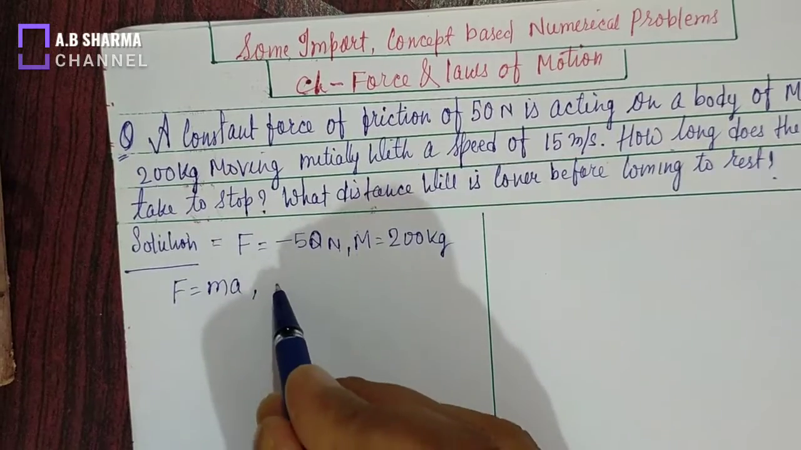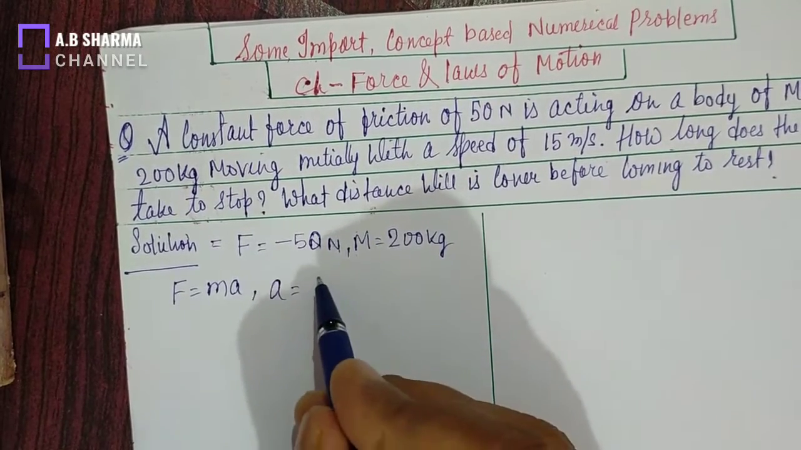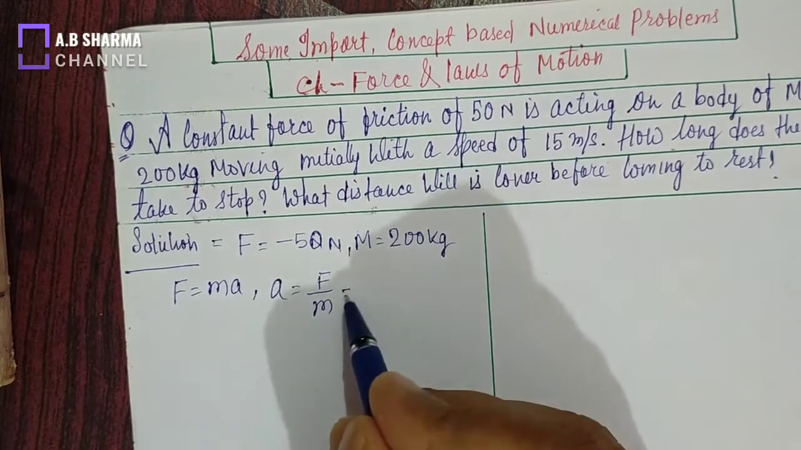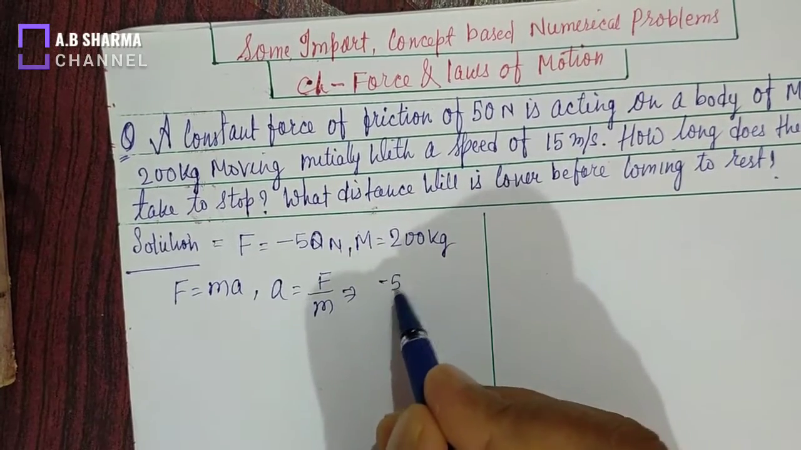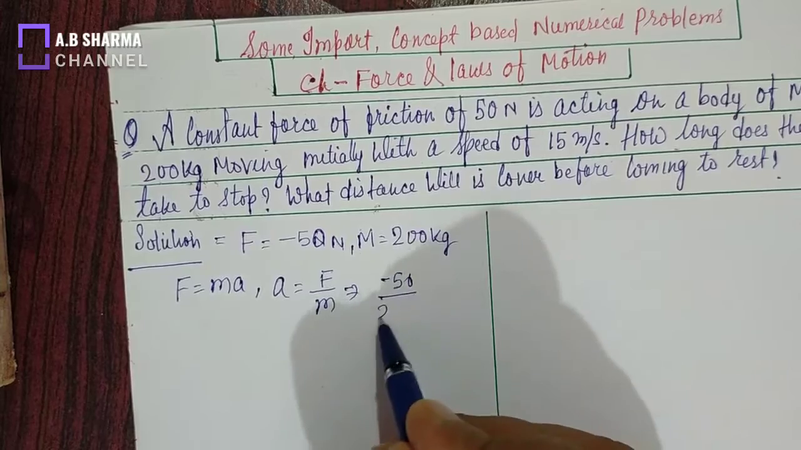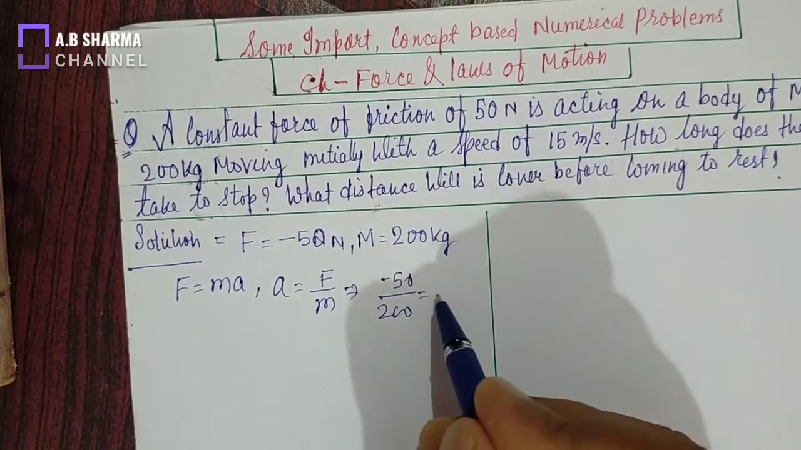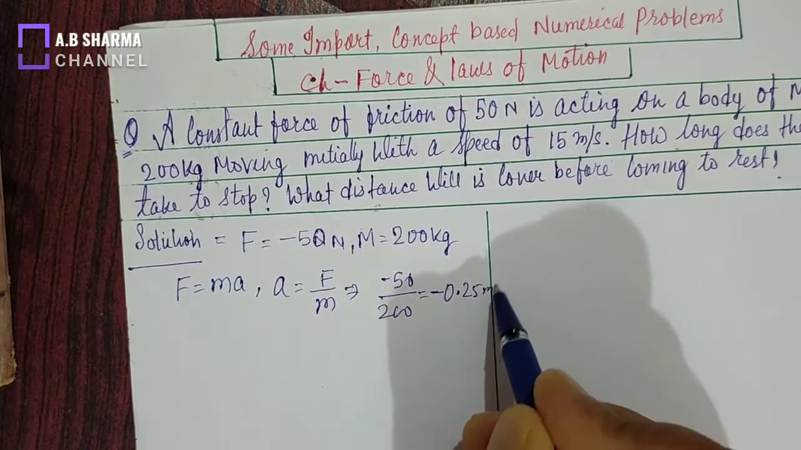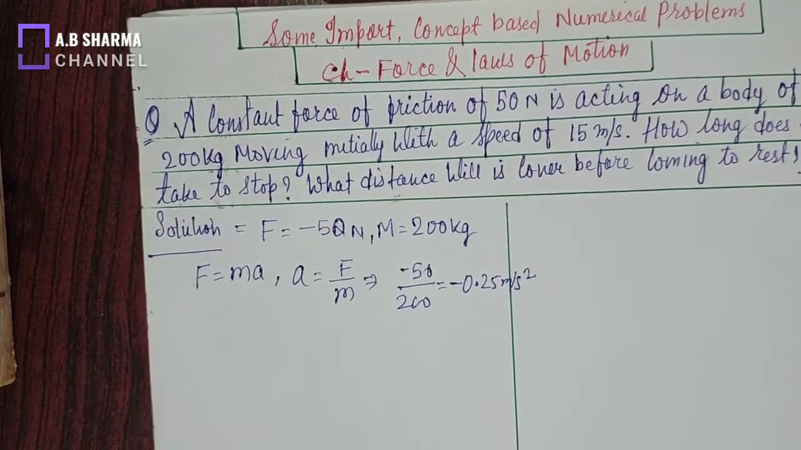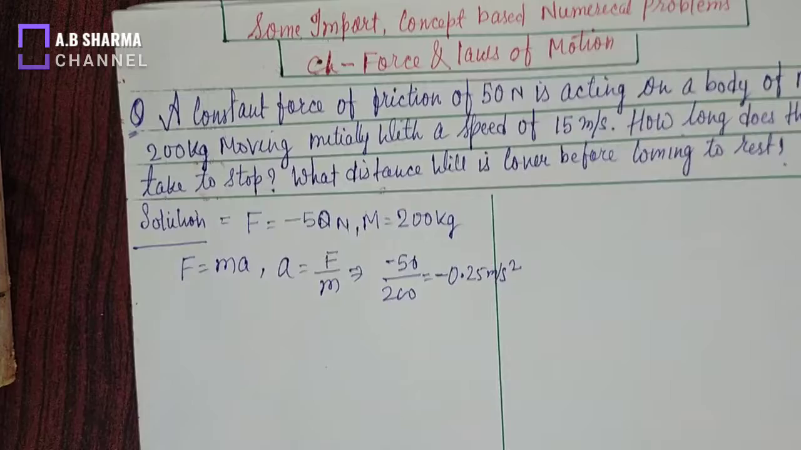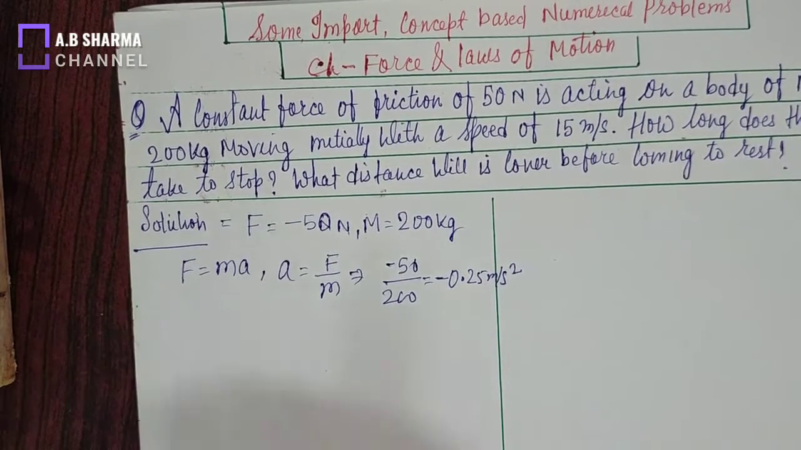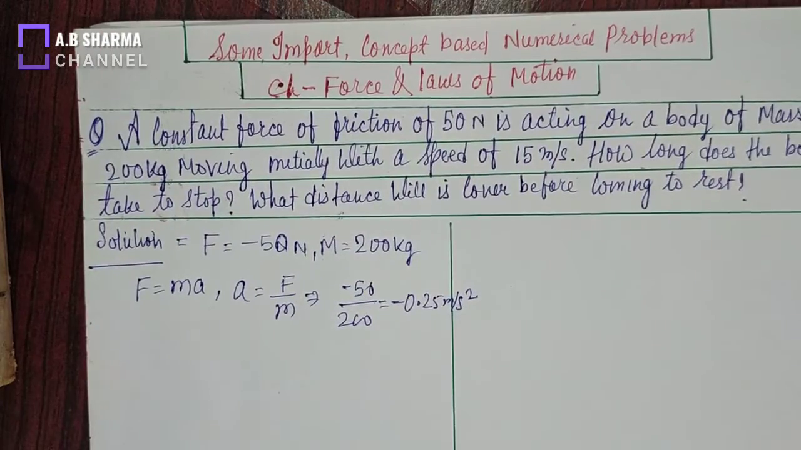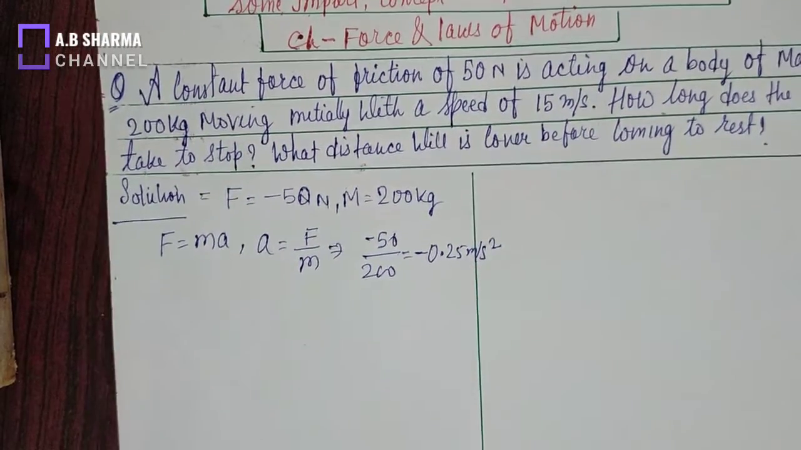A will be F over m, which is equal to minus 50 by 200, or it is equal to minus 0.25 meter per second square. We have calculated the acceleration. The question is that how long does the body take to stop? Means what time it will take?